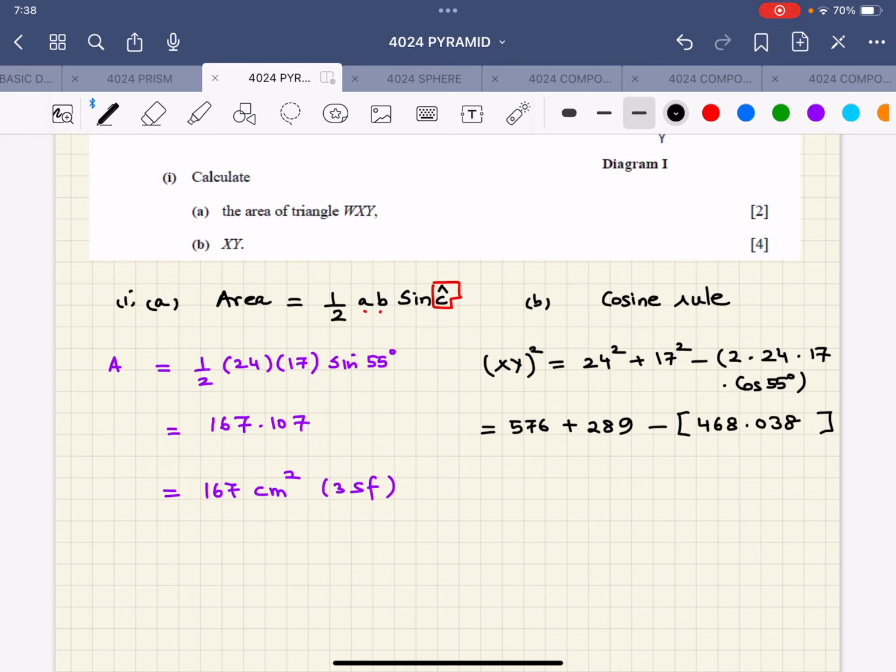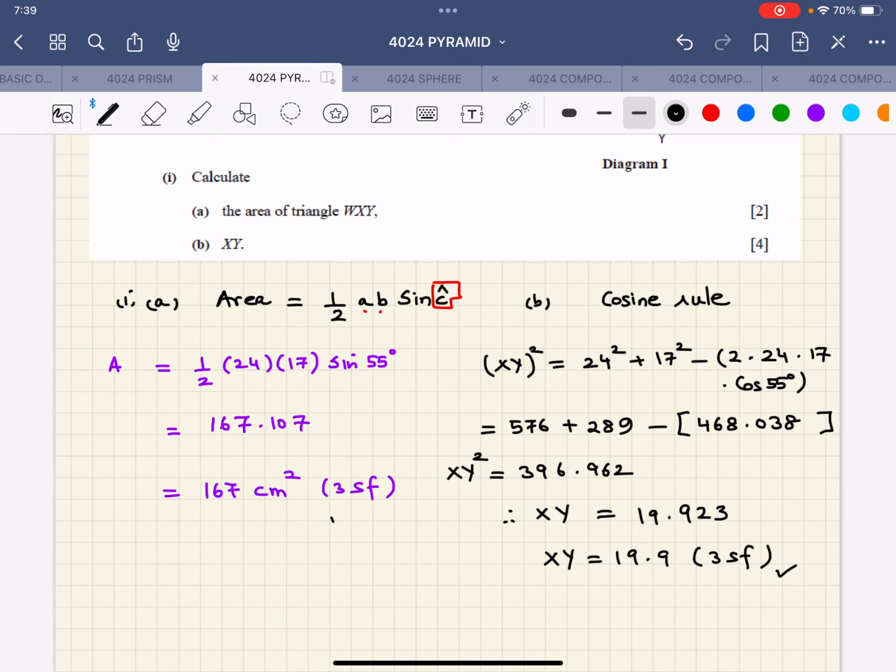468.038. Naturally, I have to use the calculator. So this is 576 plus 289 minus 468.038, and this is coming out to be 396.962. So let me write it properly. This is XY, the whole thing squared. Therefore, XY is the square root of this answer, and this is 19.923. So I'll write this as XY is 19.9, correct to three significant figures.